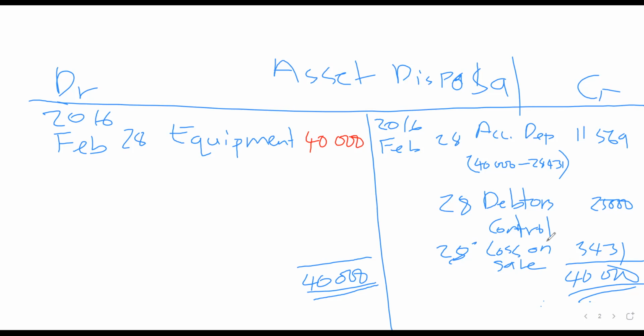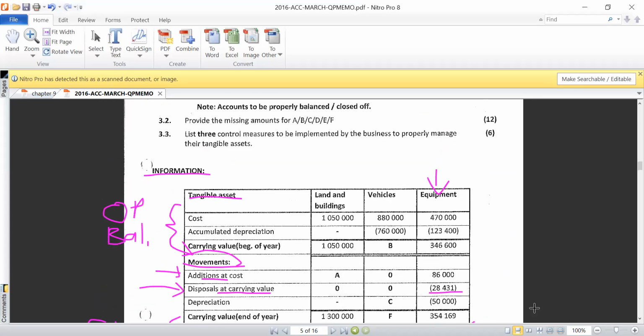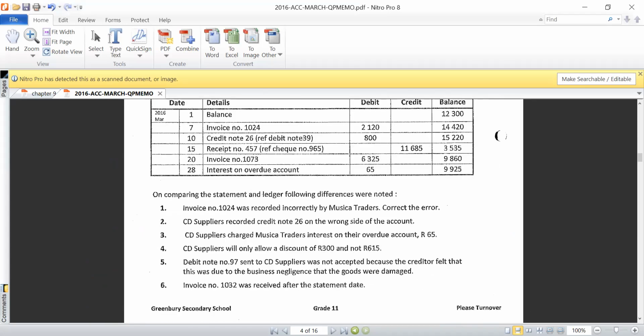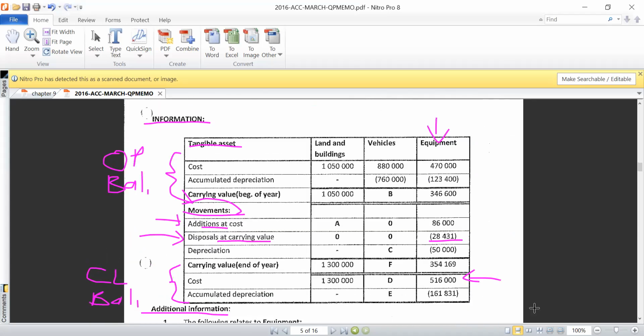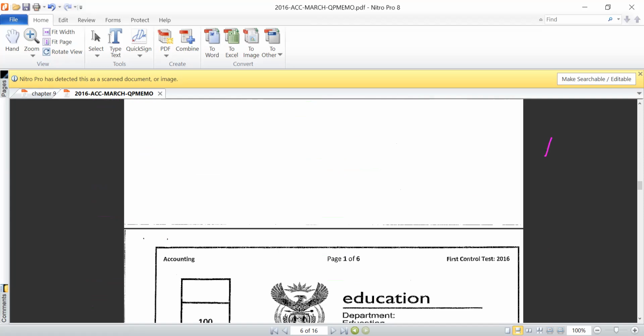Okay. Any questions? Yes, I do. I want to do the one where it says we must calculate the total depreciation. I'm not sure what it says, but it says must calculate total depreciation. And I'm not sure if it's this past paper or it's another one.